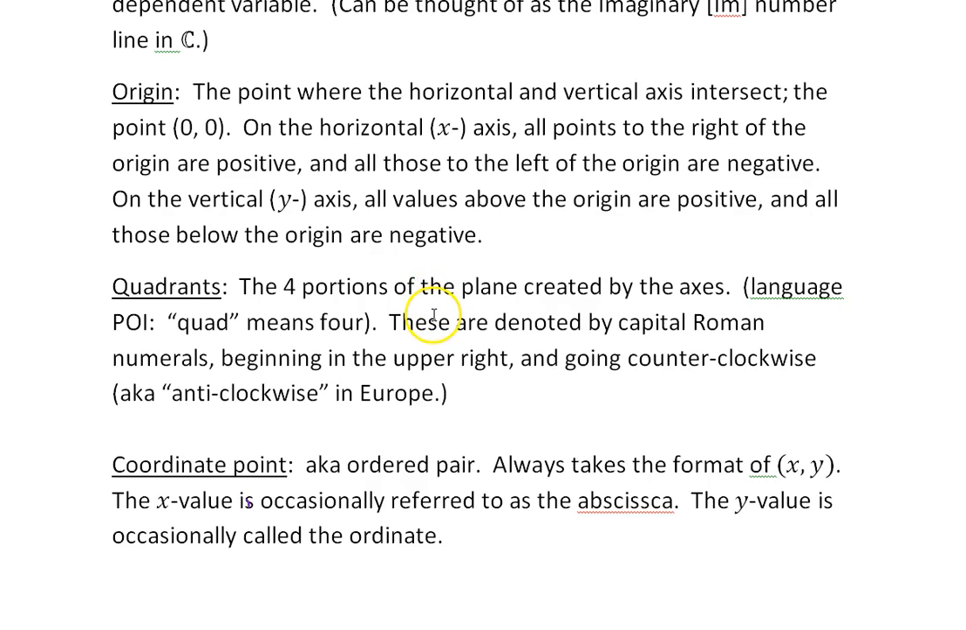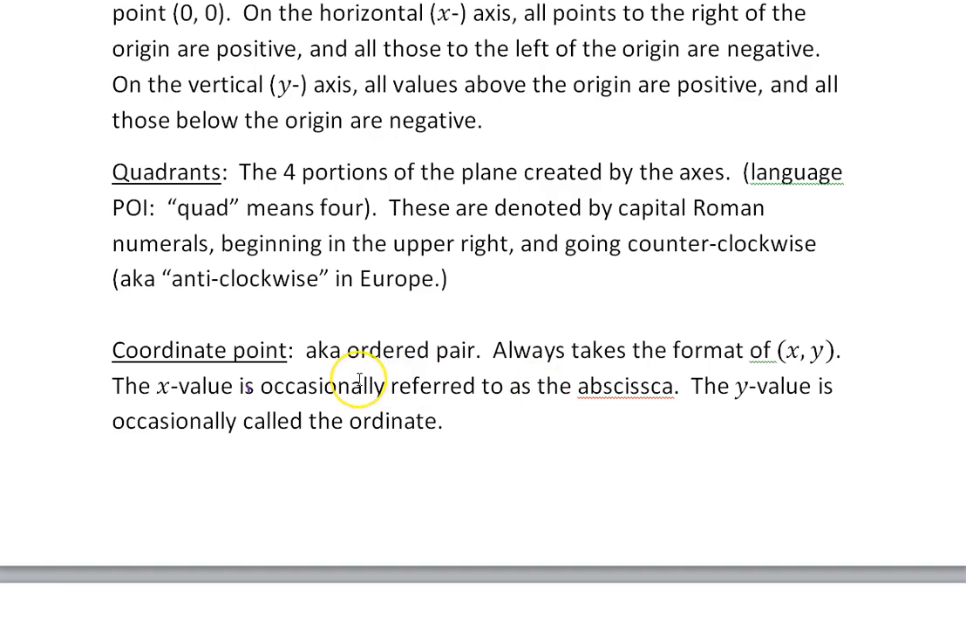I want to make sure that we cover the vocabulary first. So we have quadrants, and there are 4 portions that are created by the intersection of those two axes. Quad always means 4. We denote these quadrants using capital Roman numerals. We begin in the upper right, and we go counterclockwise. If you hear it referred to as anti-clockwise, that's somebody who's probably from Europe somewhere, because that's their preferred way of saying counterclockwise.